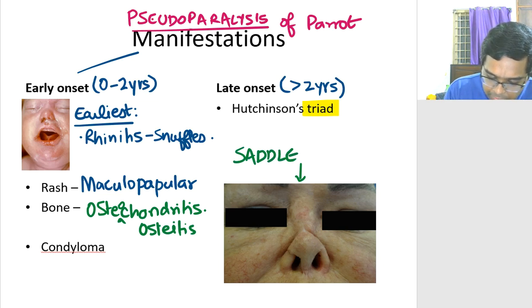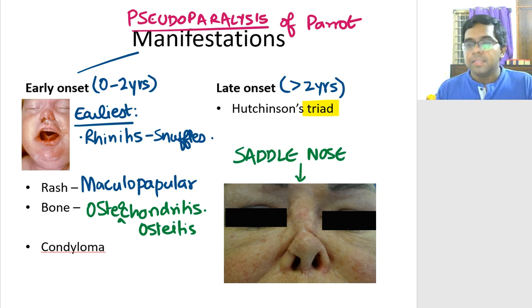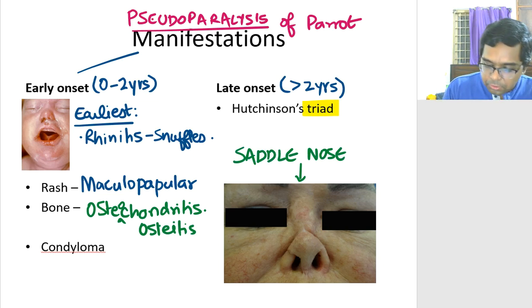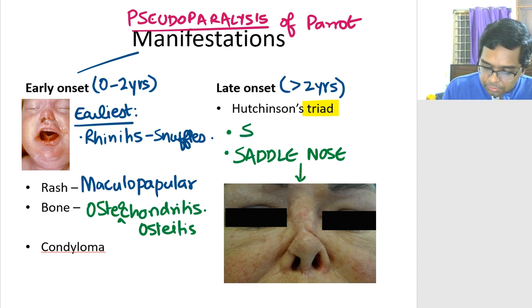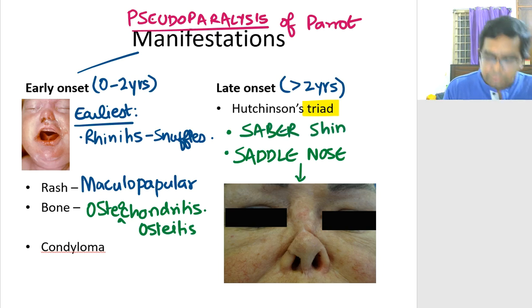This is called saddle nose deformity. The next manifestation which you need to remember is that there could also be anterior bowing or bending of the tibia. It is called saber shin. Okay, it is called a saber shin. That's also one more manifestation which you need to remember.